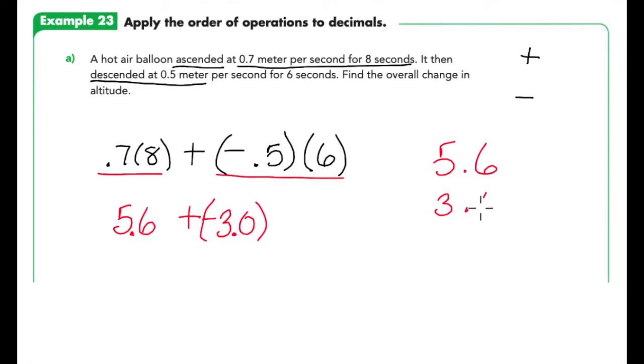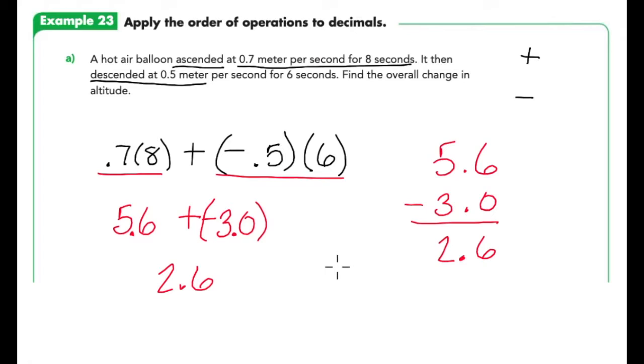So that would be 5 6/10 minus 3. And that leaves us with 2 6/10. And it is a positive 2 6/10. So to find the overall change in altitude here, we could say that the hot air balloon ascended a total of 2 6/10 meters. We could say the overall change in altitude was 2 6/10 meters. Those are two ways that we could represent this.